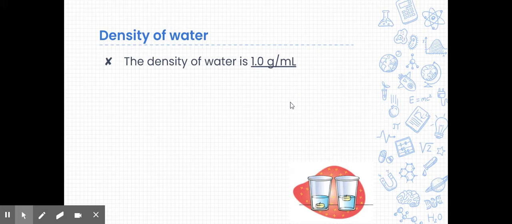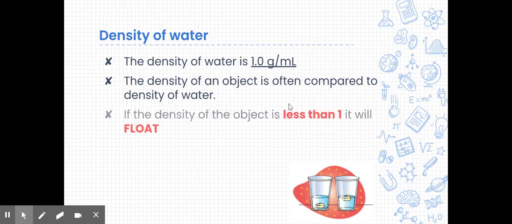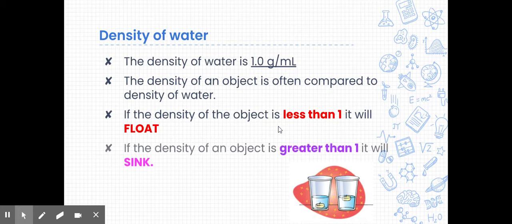So the density of water is 1 gram per mL. And in science, we often compare the density of an object to how it compares to water. So if you want to know if something floats or sinks, you need to know 2 things. 1, what's its density? And 2, is it greater than or less than the density of water? If it's less than 1, then it's going to float. If it's greater than 1, it's going to sink. Now, if it is 1, it's going to just kind of bob in the middle.